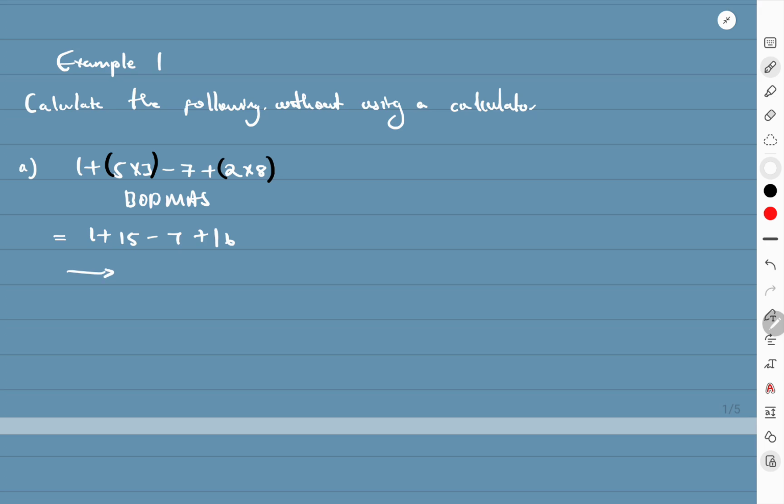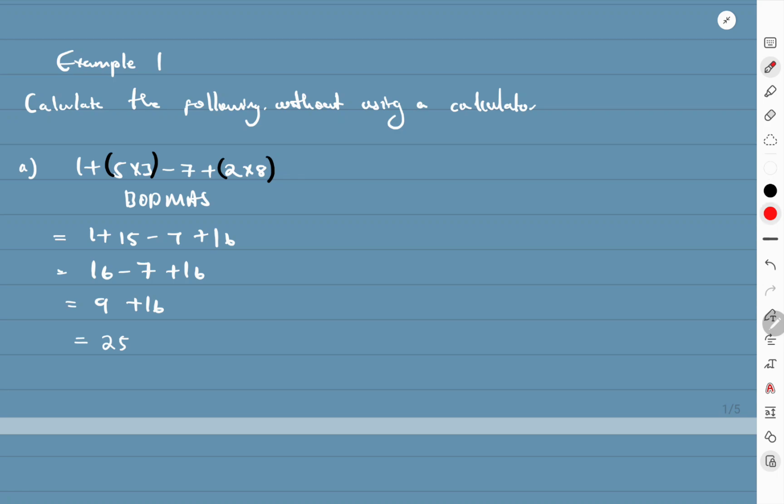But if you have a times, minus, plus and divide, you have to know which operation to prioritize. So here I'm going to move from left to right. What is 1 plus 15? I'm going to have 16 minus 7 plus another 16. Therefore 16 minus 7 becomes 9 plus 16, and what is 16 plus 9? My answer becomes 25.